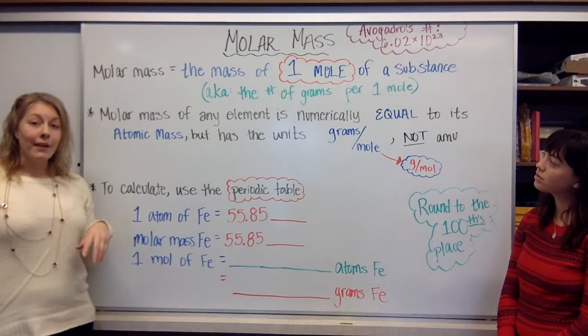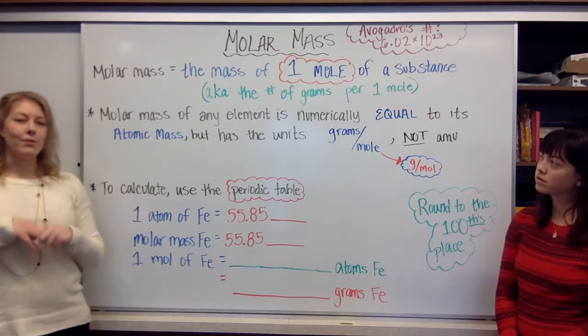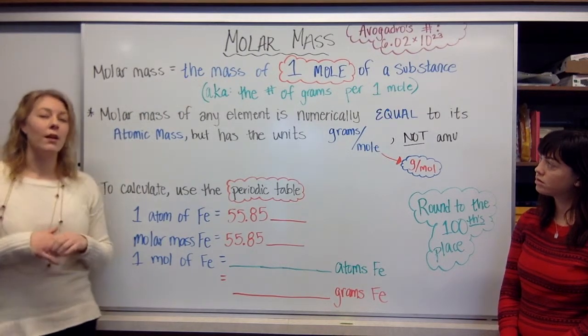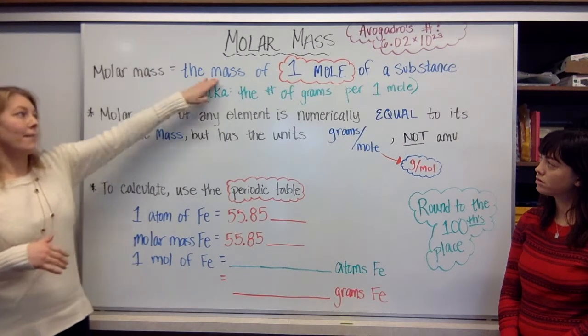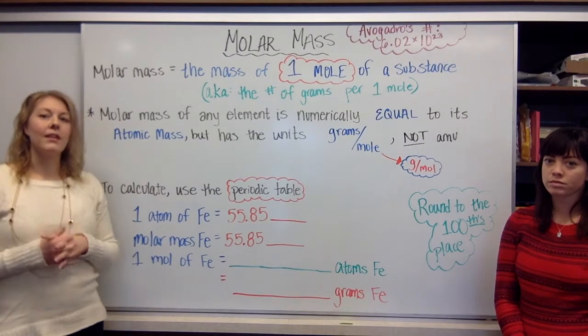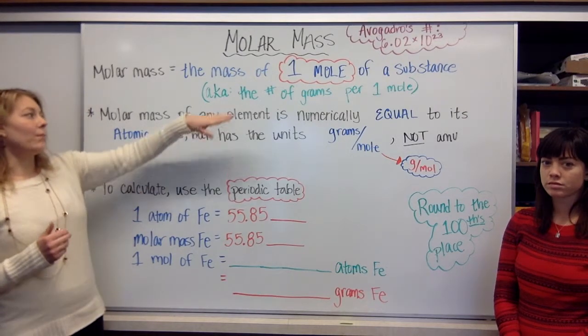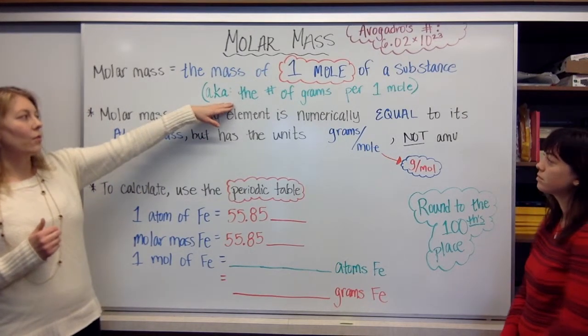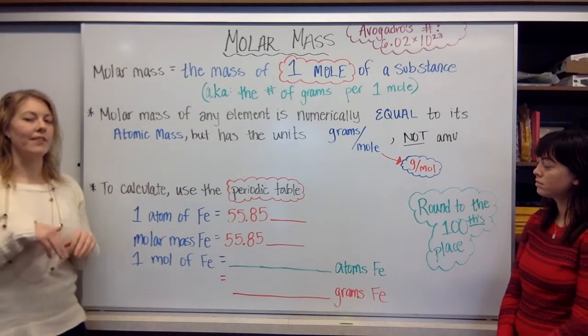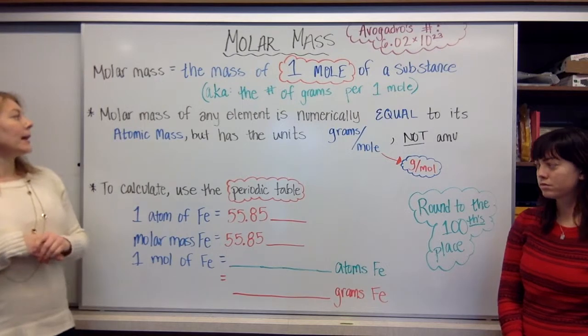We're going to be calculating molar mass today, and so the molar mass, when we're talking about calculating this, is the mass of 1 mole of a substance. So the mass of 6.02 times 10 to the 23rd particles of a substance. When we're talking about molar mass, we like to think of it also as the number of grams per 1 mole. Right, so the number of grams per 1 mole.